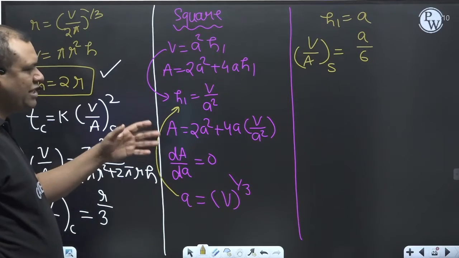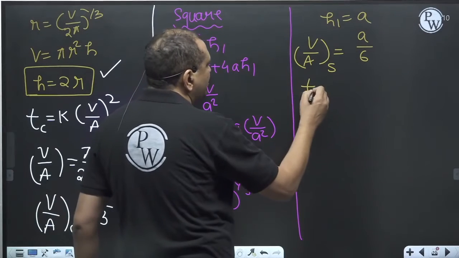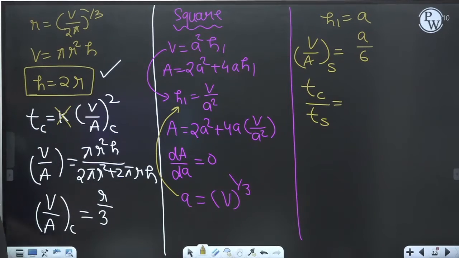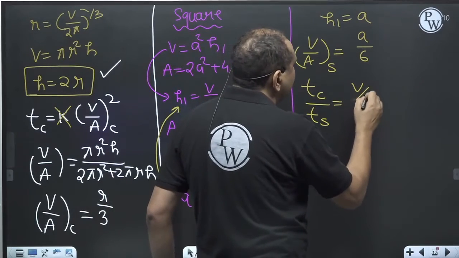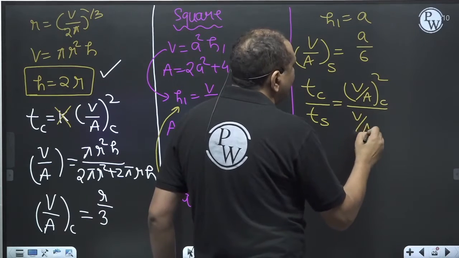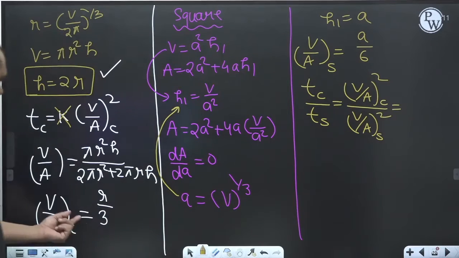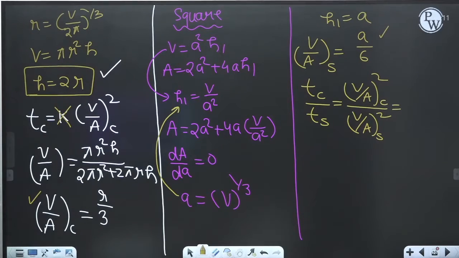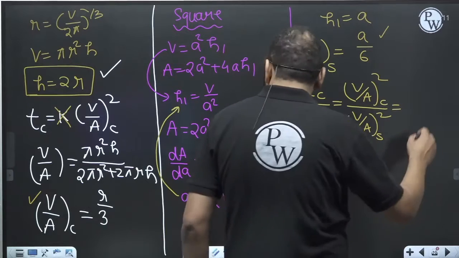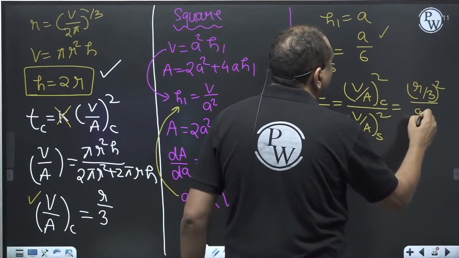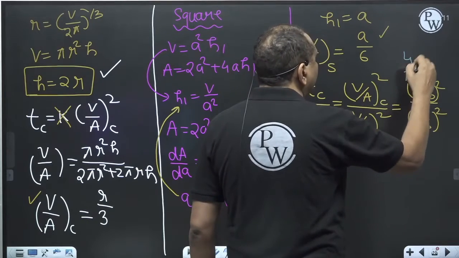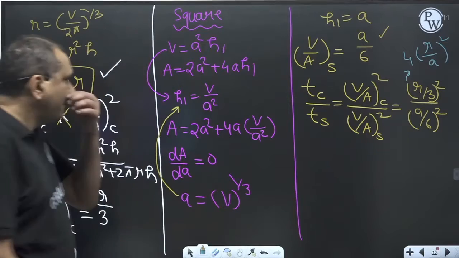So now compare the solidification time of cylindrical riser over square parallelepiped. This constant will cancel out, correct? So it's the volume by surface area square for the cylinder, over the volume by surface area square for the square parallelepiped, and these two values are here. R by 3 square, A by 6 square. So 4 R by A square. That's what, na? 4 R by A square.